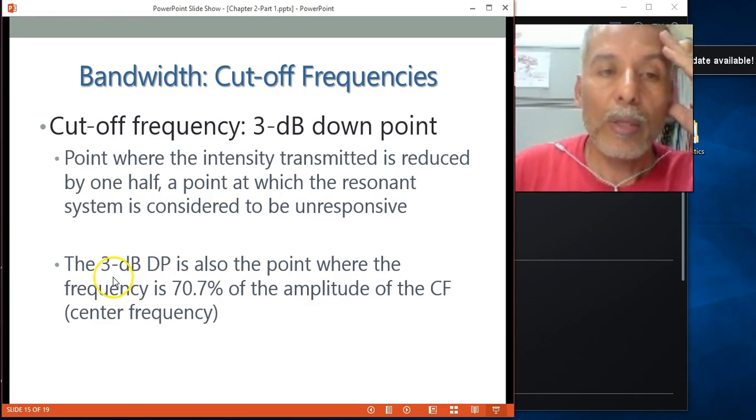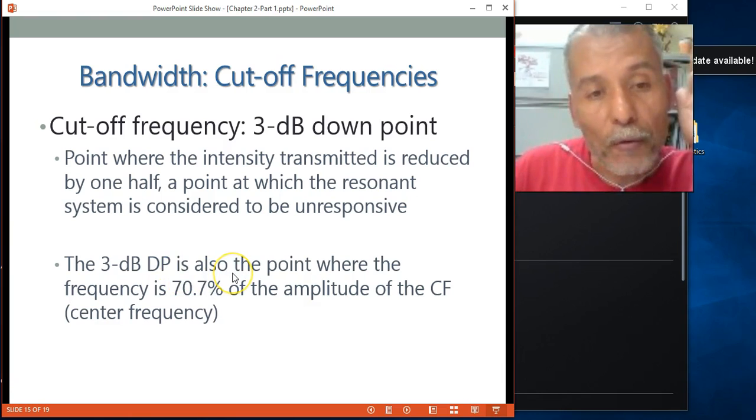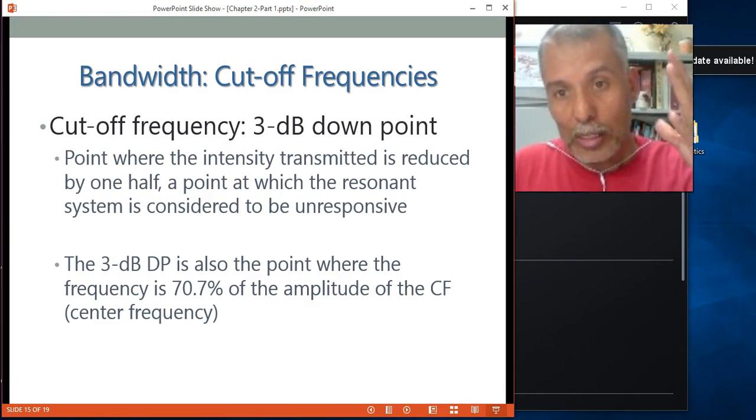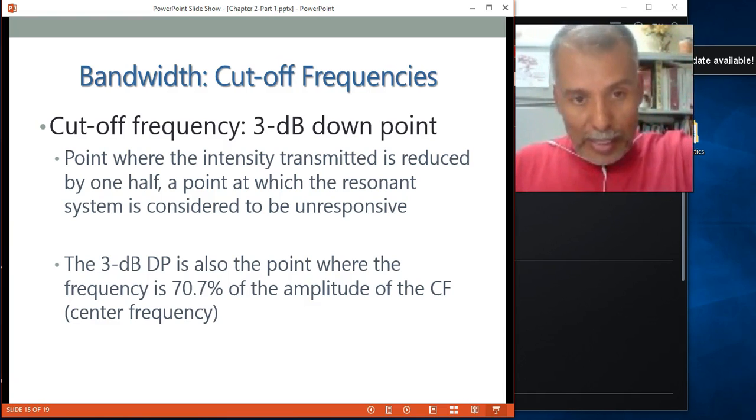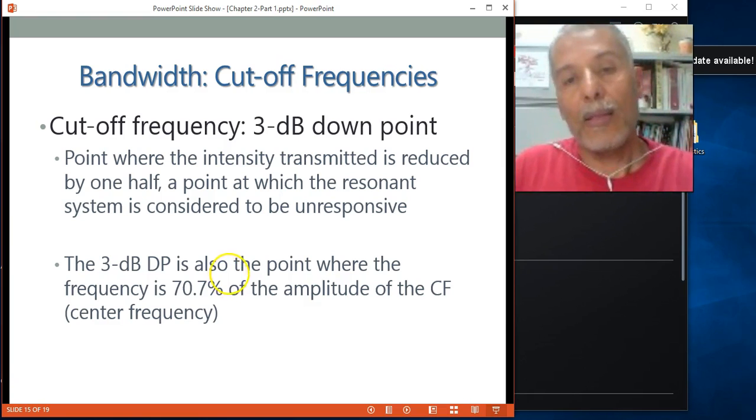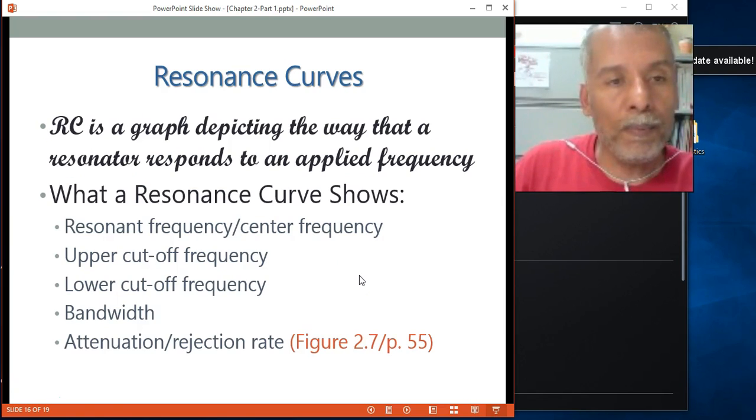That is the point. The 3 decibel down point is also the point where the frequency reaches 70.7% in loudness of the center frequency. Beyond that, the signal will start to deteriorate and will be rejected after that.